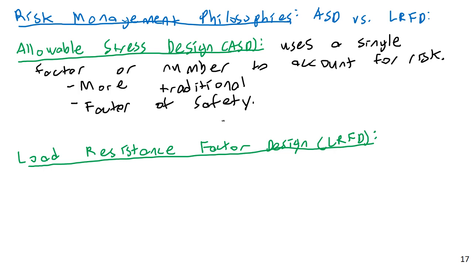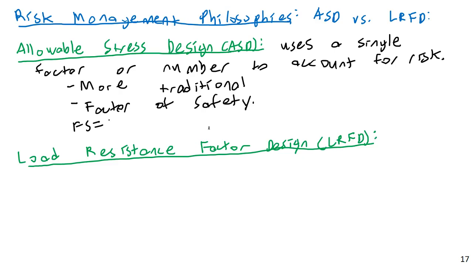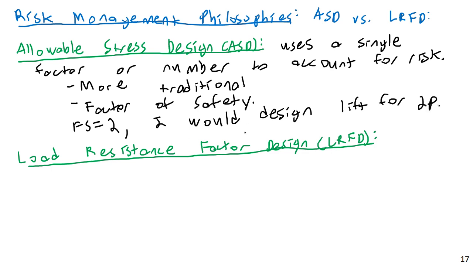So for example, back to that example of the lift, if you have a factor of safety of 2, I would design that lift for a load of 2P instead of simply P. I would double the load and then design my members accordingly. Basically this uses one single factor to take into account all of our uncertainty.